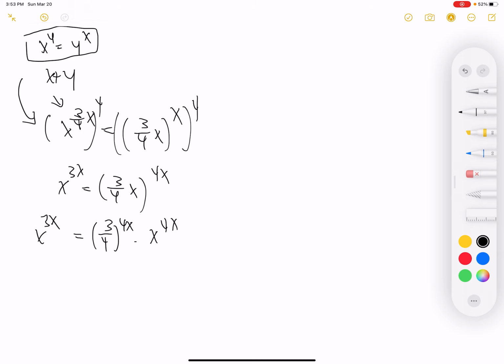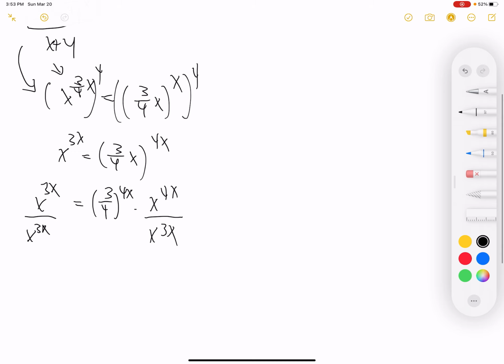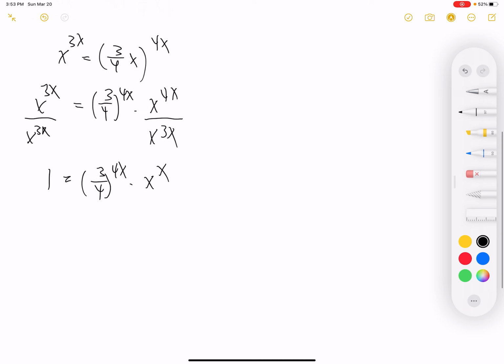Now what we can do is notice that we have x to the 3x here and x to the 4x here. So if we divide both sides by x to the 3x, we have 1 equals (3/4)^(4x) times x^x. And then, noticing that we have 4x here and we have x here, wouldn't it be nice if we took the bottom and took it to the power of some common number, say some sort of x?